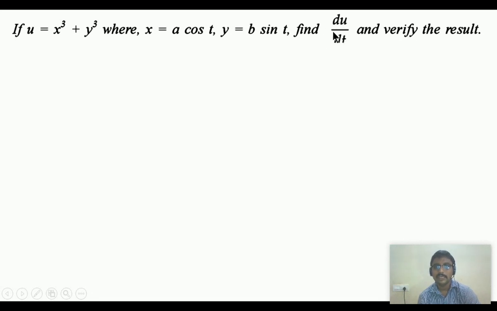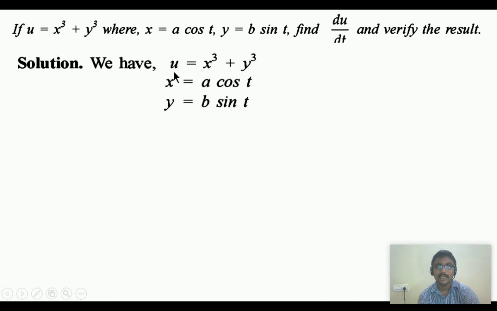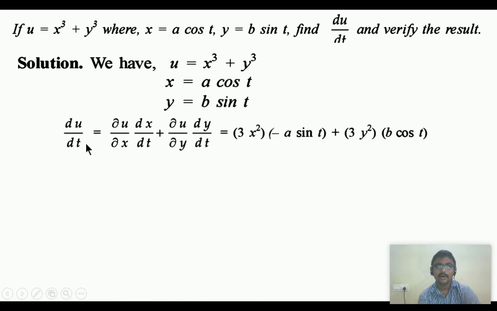So du by dt is obtained by using total derivative formula. So we have u, x, y. Now total derivative formula is du by dt is dou u by dou x into dx by dt plus dou u by dou y into dy by dt. Substituting these partial derivatives using these equations, dou u by dou x differentiating u partially with respect to x kept y as constant, x cube derivative 3x square, y cube derivative 0.